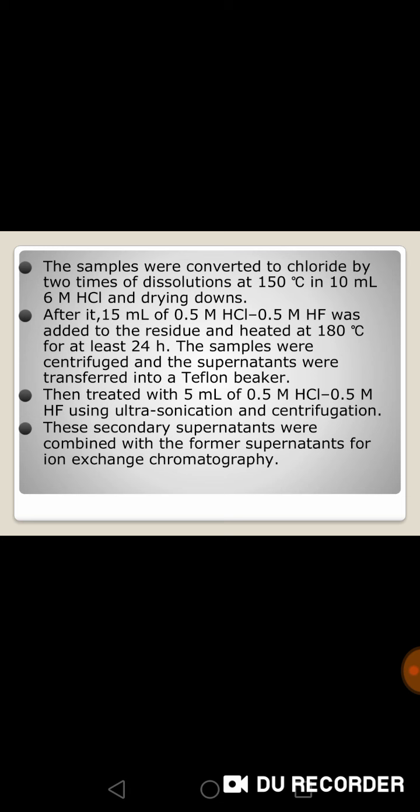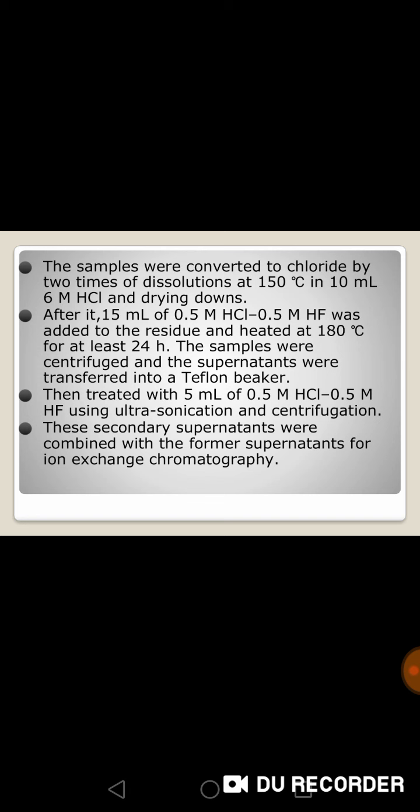Next, the sample was converted to chloride by 2 times of redissolution. So the whole sample will be converted into chlorides at 150 centigrade. We have to lower the temperature, in 10 ml of 6 molar HCl, drying down. After it, 15 ml of 0.5 molar HCl and 0.5 molar HF are to be added to the residues and are again heated up to 180 degrees centigrade for at least a day, 24 hours.